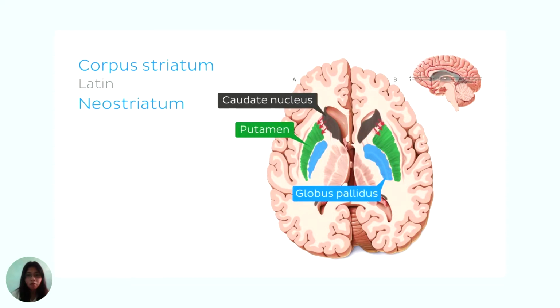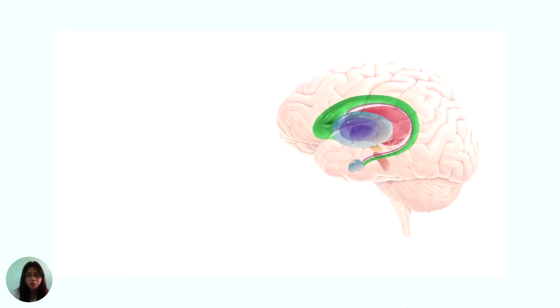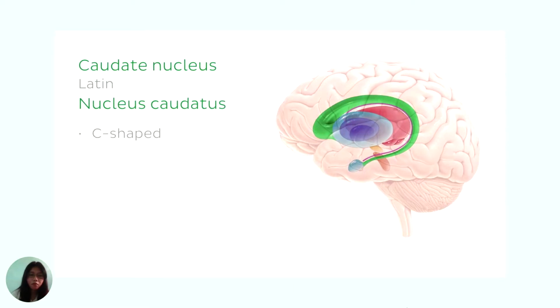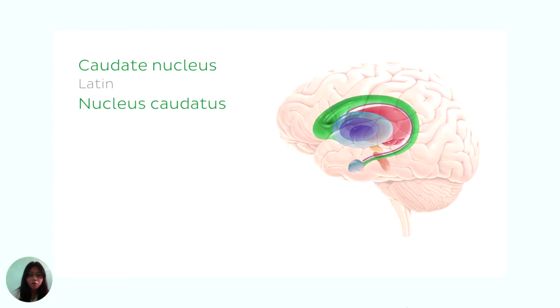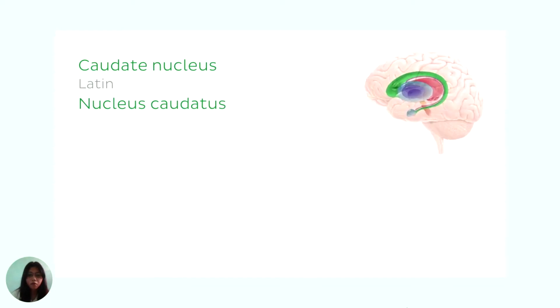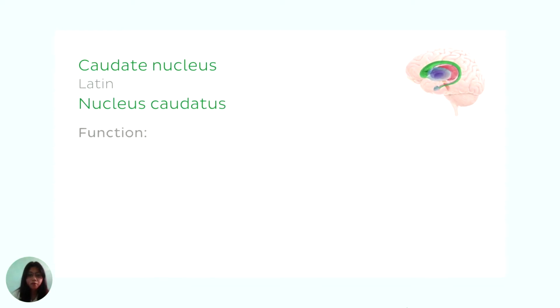Now let's look at some of the finer details of each individual nucleus, beginning with the caudate nucleus. This long and lanky C-shaped structure can be divided into three parts: a head, body, and tail, which terminates at the amygdaloid body, which is not part of the caudate nucleus. You can quite easily orientate yourself because the head is the anteriormost portion of the structure. The caudate nucleus is perhaps one of the most critical members of the basal ganglia due to the long list of critical functions it holds.